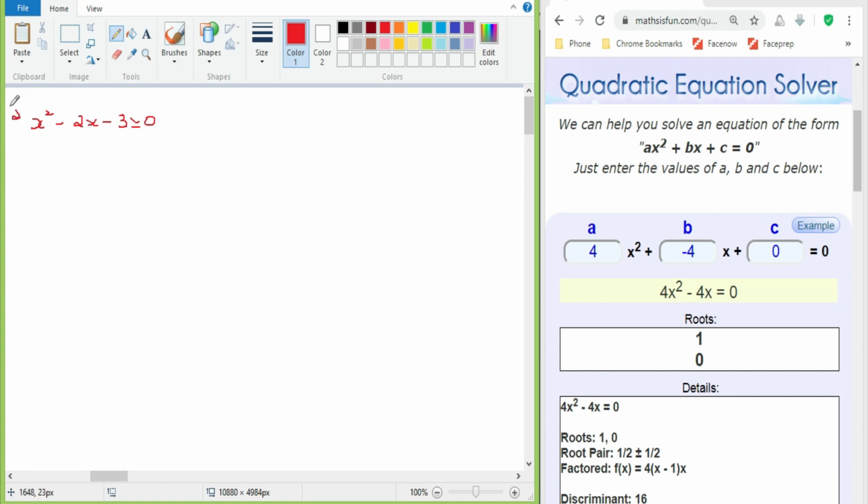Question number 2. Yes, guys, try to solve it. Here we have a product of minus 3 and we are going to find two numbers over here. So what are the two numbers, guys? The product of the two numbers should be minus 3 and the sum should be minus 2. Yes, guys, it is minus 3 and 1. Minus 3 times 1 gives minus 3 and minus 3 plus 1 gives minus 2.